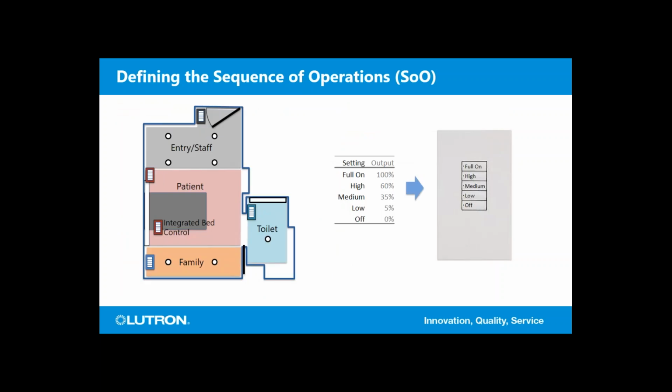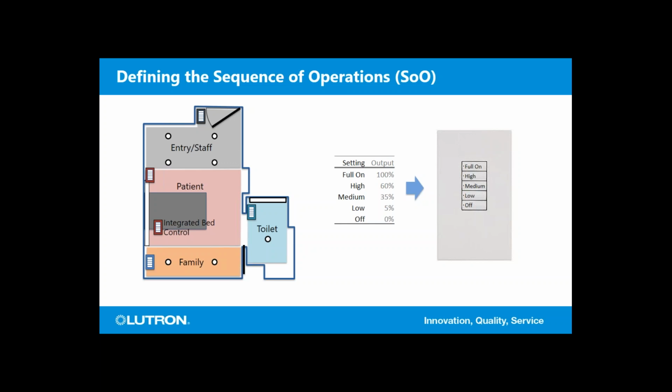So here's an example of a patient room, right? Pretty typical. You walk in the space and there's the entry or the staff area right there. The next area is the lights that are for the patient. And so maybe there's a keypad on the wall, or maybe there's a pillow speaker there for them to be able to control their lights as well. The last area would be where the family is, so they control their two down lights.